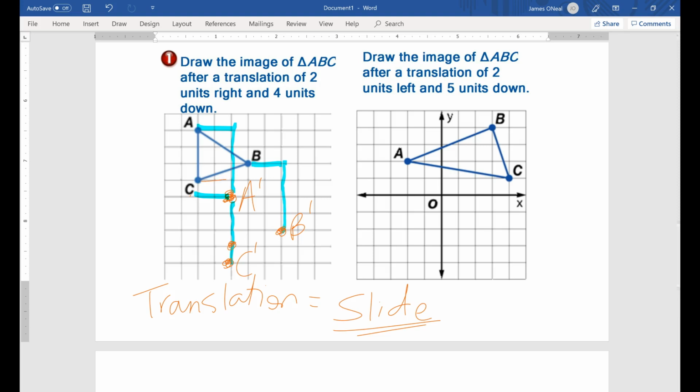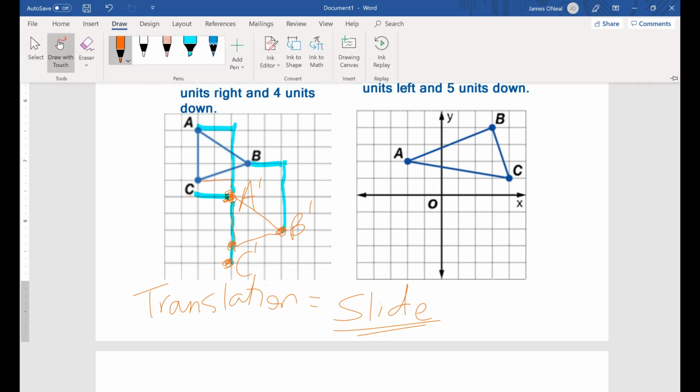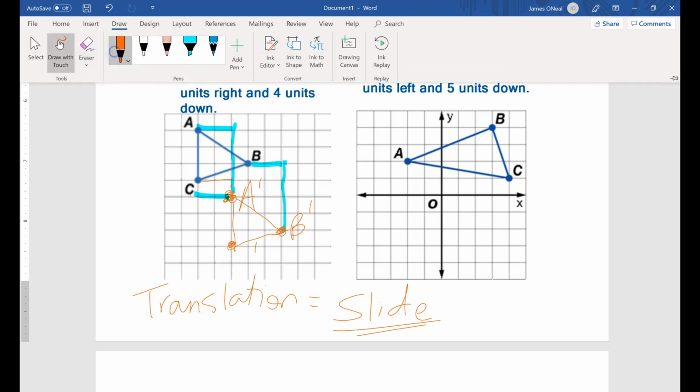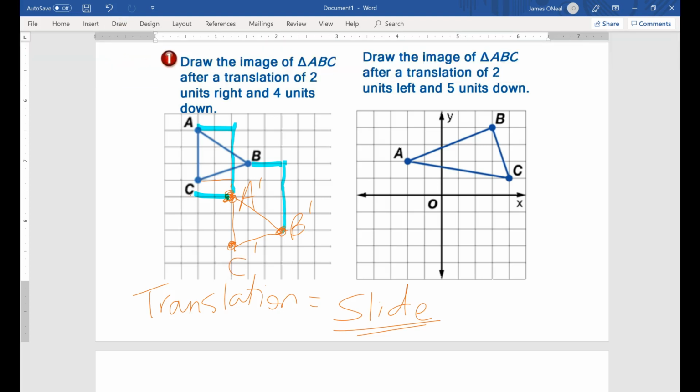All right, so 2 to the right, and then 4 down would have been right here. So now we draw the triangle. If you made a mistake like I did, not paying attention, then just delete that little point right there. All right. Notice the triangle did not change shape. It did not change size. It's the same triangle because all we did was slide the triangle.